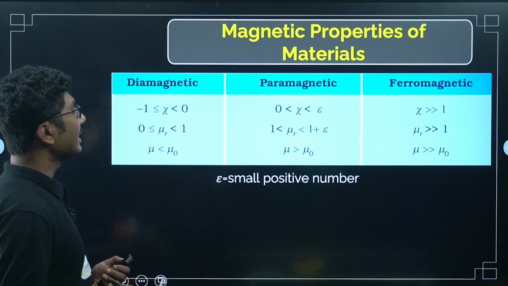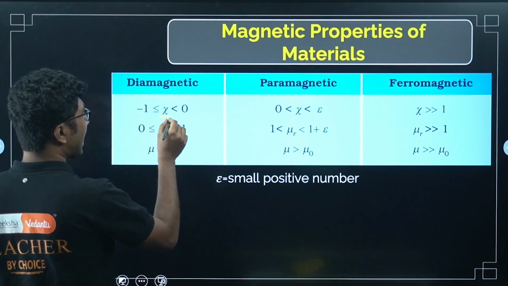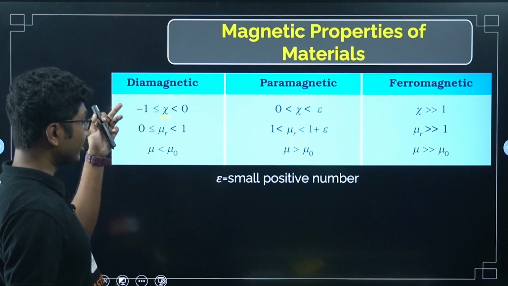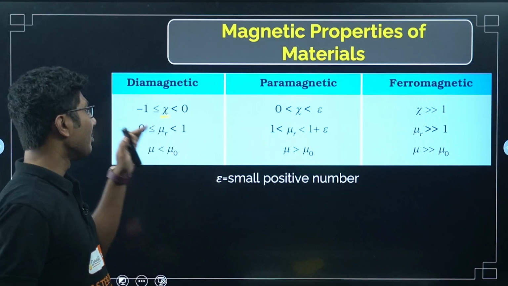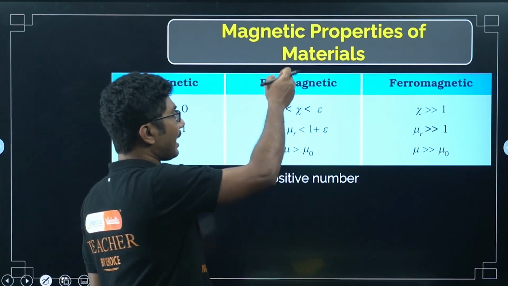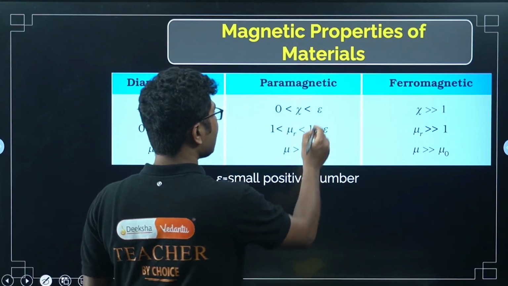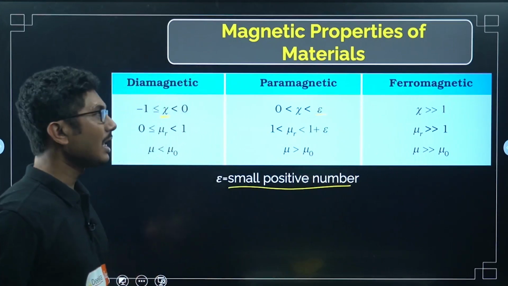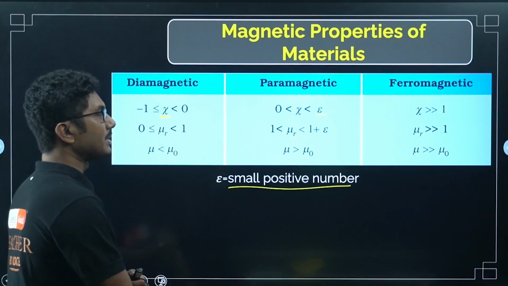Now, diamagnetic, paramagnetic and ferromagnetic substances. In case of a diamagnetic substance, chi, the magnetic susceptibility, is greater than -1 but less than 0. So it is in the range of negative, but not too much negative, only slightly negative. For a paramagnetic substance, it is positive, and slightly positive. Here epsilon is a small positive number. It varies from material to material, so you cannot give it a particular fixed value. Also it depends on temperature.